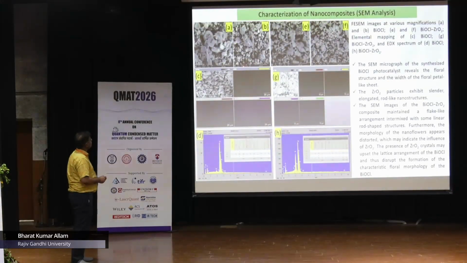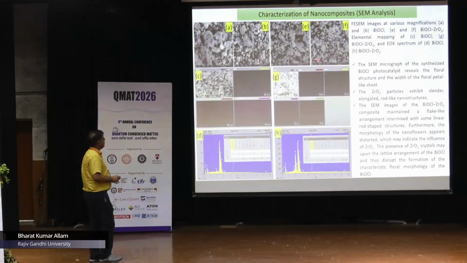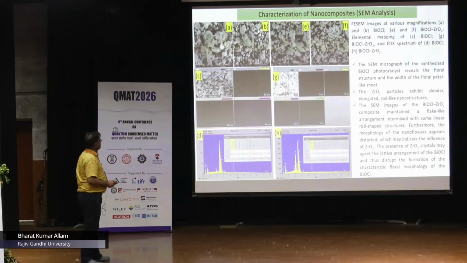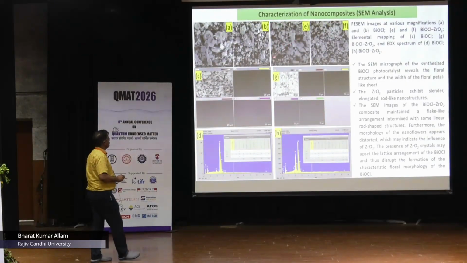After preparation of this material, we have taken the SEM analysis of this material also. For bismuth oxychloride, you can see a flower-like structure, the floral structure, at different resolutions. From the literature we know that zirconium oxide shows elongated rod-like structures. When you see our material, this is our material EF, the composite, you can see that it contains a distorted floral-like structure, and it also has the elongated rod-like zirconium oxide in it.